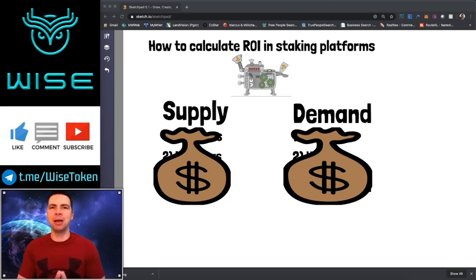Today, we are talking about the most important topic if you want to make money in cryptocurrency, and that is how to calculate ROI/interest for staking platforms. And now all this boils down to supply and demand, and we're going to go through that in a minute. However, first of all, to lay the groundwork, you need to understand how inflationary systems work.